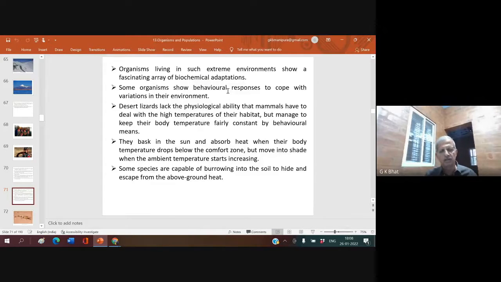But when the sun rises, say about 7 o'clock, 8 o'clock, 8 to 9 o'clock, these snakes gradually come out and expose their body to sunlight and see that their body temperature comes up. So they bask in the sun and absorb heat when their body temperature drops below the comfort zone, but move into the shade when the ambient temperature starts increasing. Ambient temperature means environmental temperature. If it's a very high temperature, at that time they just go to crevices, shady places and remain inside. Some species are capable of burrowing into the soil to hide and escape from the above-ground heat. Let me just show you.